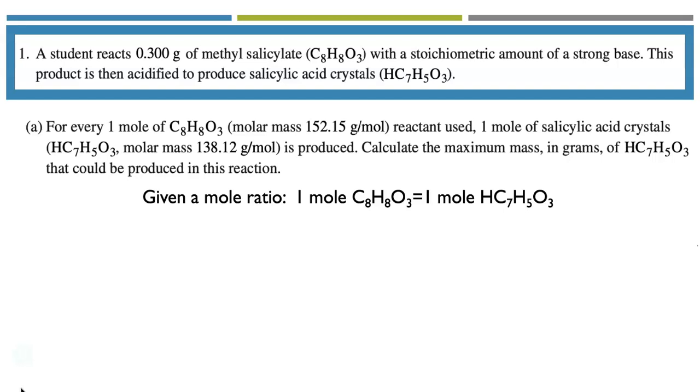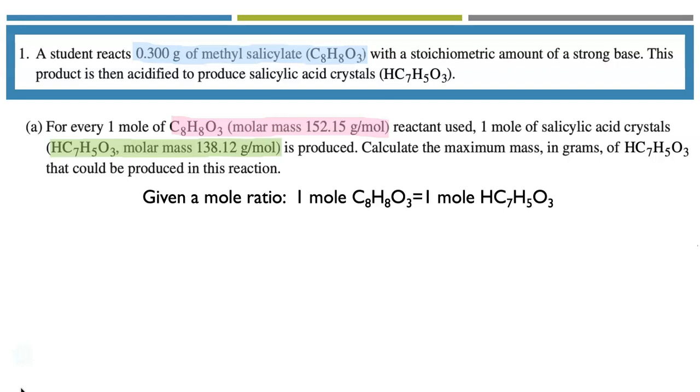This is a theoretical yield calculation. I've got the mass of one reactant. I need the mass of the product. And so we're going to set it up as factor label. Before we start doing that, notice we are given the starting mass of the methyl salicylate. So we have that in grams. We want to know the grams of the salicylic acid. And conveniently, we were given the molar masses of both methyl salicylate and of salicylic acid. And so we can set it up grams to moles to moles to grams and do our calculation out.